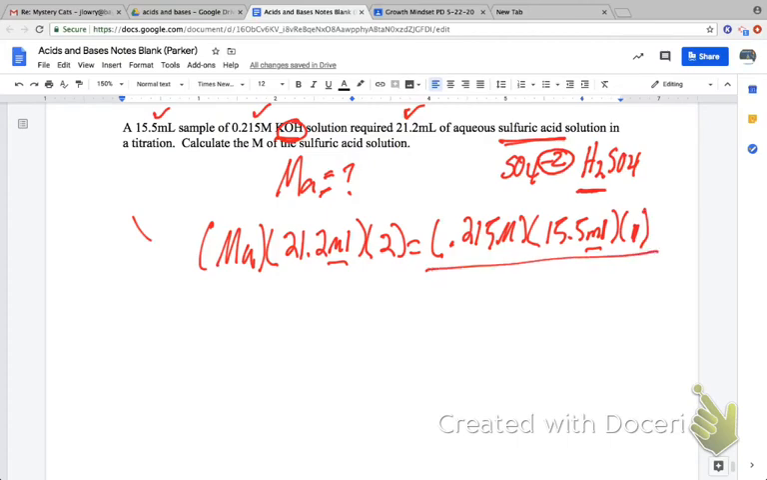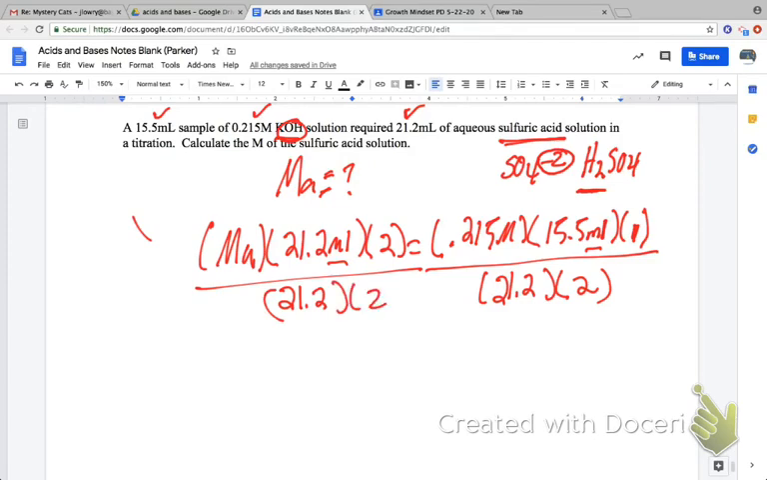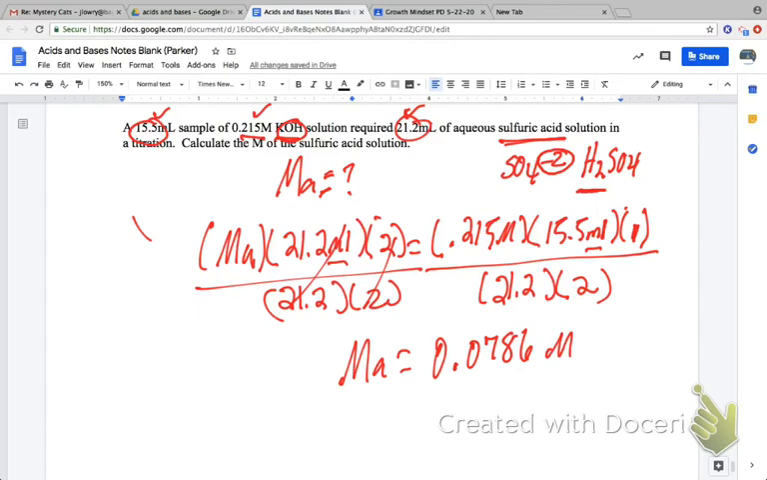So I'm going to divide this by 21.2 times 2. And over here, the same thing. So that'll cancel. Once again, 3 sig figs. Everything had 3 sig figs. 3, 3, 1 and 2 are counting numbers. So my answer would be 0.00786 molar. Those 2 zeros are considered placeholders.